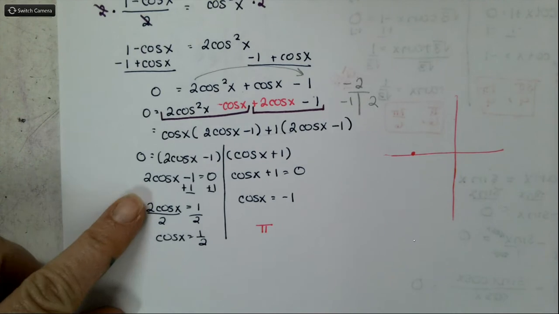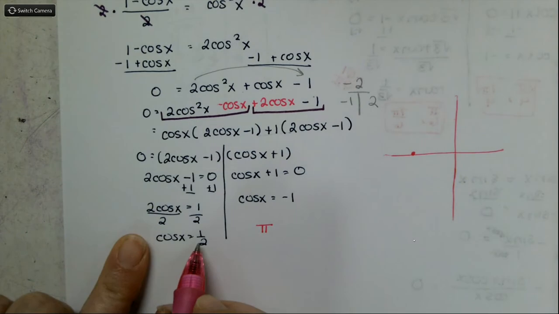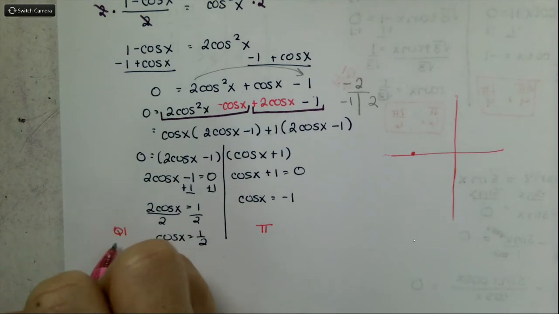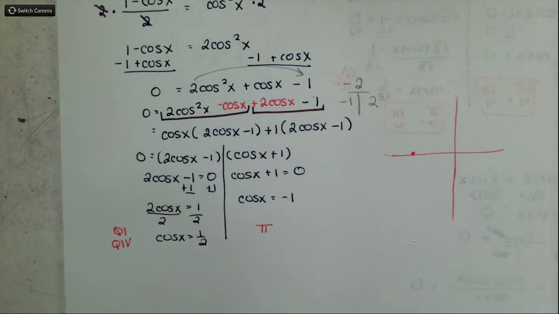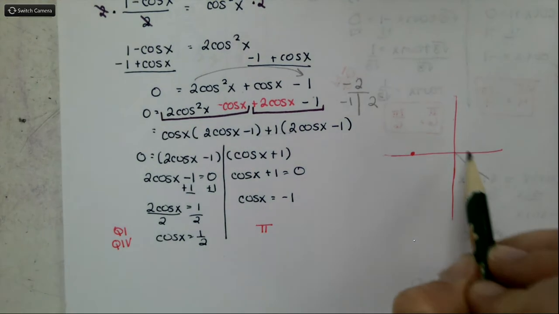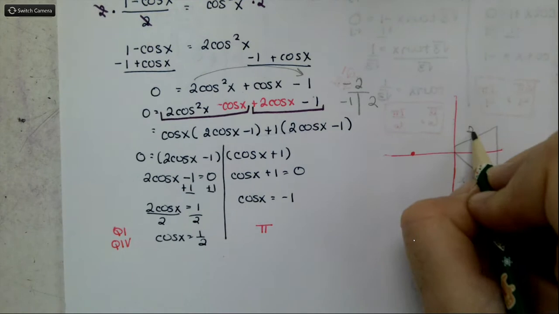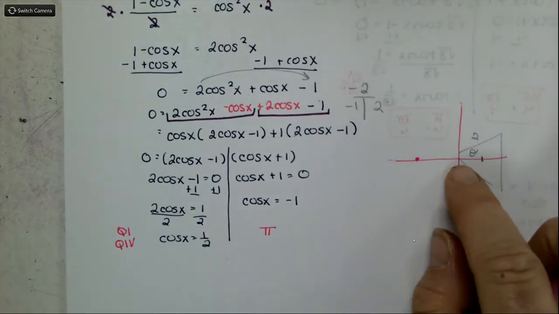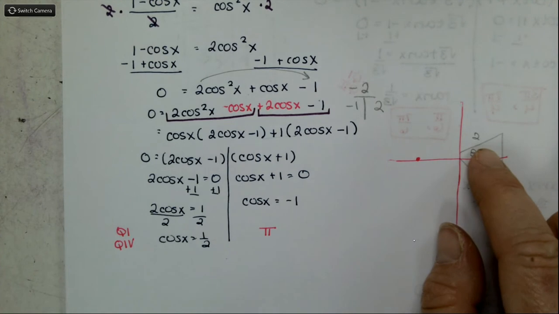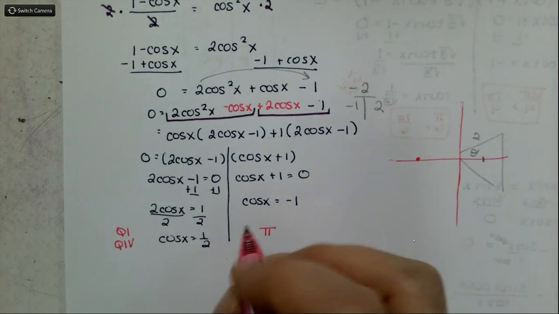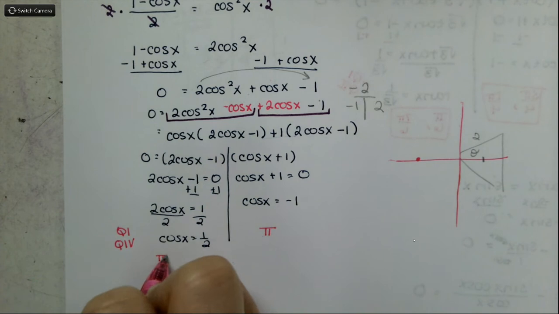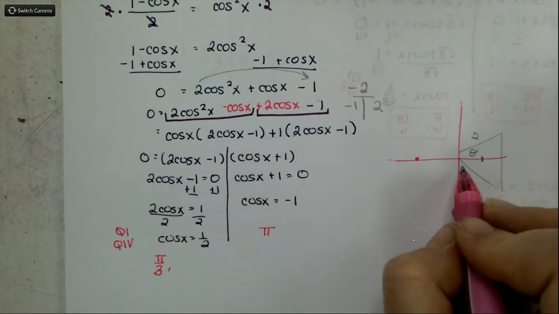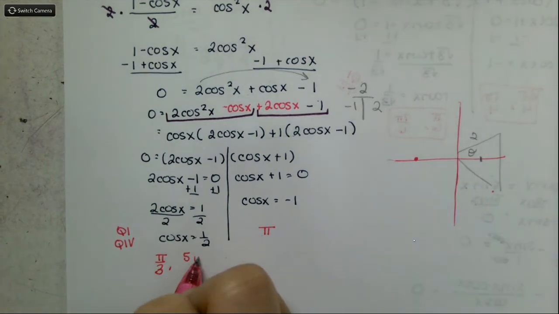All right, the next one, we have cosine is positive 1/2. So this could be quadrant 1 or quadrant 4. If it helps you to draw your reference triangles, then do that. And you will see that this is a 60-degree angle, in which case it would be pi over 3. And back down here, 5 pi over 3.